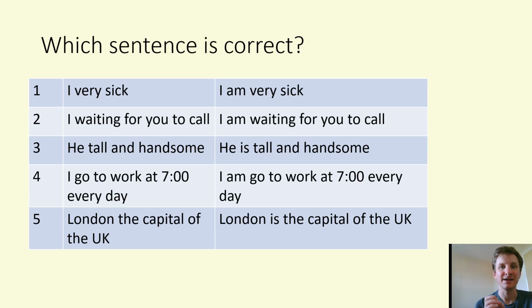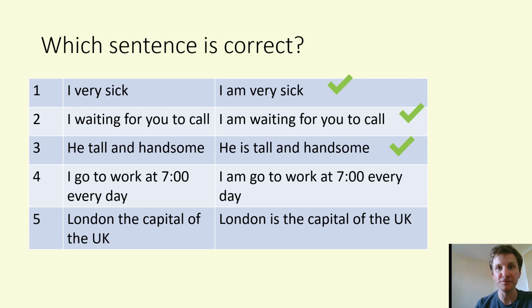Okay, did you choose your answers? Good. So let's check. Number 1, I am very sick is correct. The second sentence is correct. Number 2, I am waiting for you to call is correct. So again, the second sentence is correct. Number 3, it's the second sentence again. He is tall and handsome.